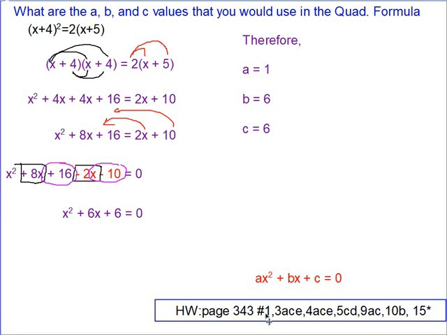Now, there's some homework here. Page 343. It's a great question, very similar to this example right here, number 1. 3 ACE, 4 ACE, 5 CD, 9 AC, they're all pretty well just using the quadratic formula. But there's some situations where you might not be able to complete the quadratic formula, in which case there's no solutions. In some cases, you might have one solution, so just be cautious of that. And then I put a star beside number 15 because it's a tough one, and I'm interested to see how you might solve it, because I think it's a great question.